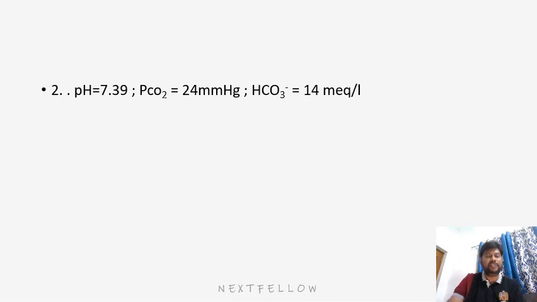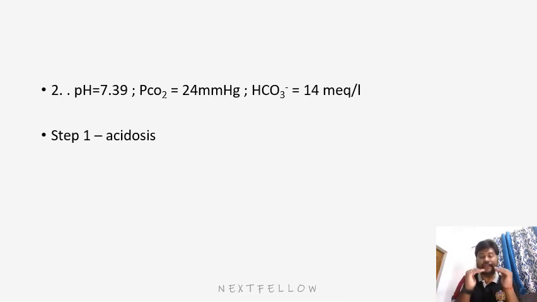Now we'll see one more example so that we can get more clarity. Here is another patient, for whom the pH is 7.39, PCO2 is 24 millimeter mercury, and bicarbonate is 14 milliequivalents per liter. What is the first step? See the pH. Here pH is 7.39, which is less than 7.4. So step 1 diagnosis is acidosis.